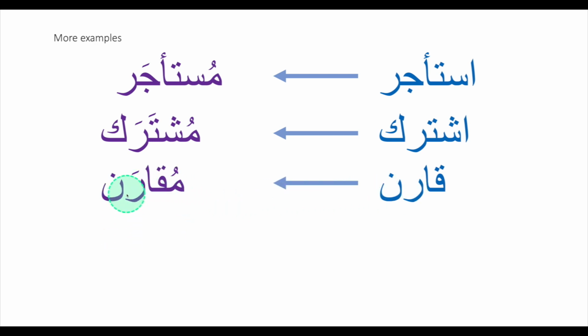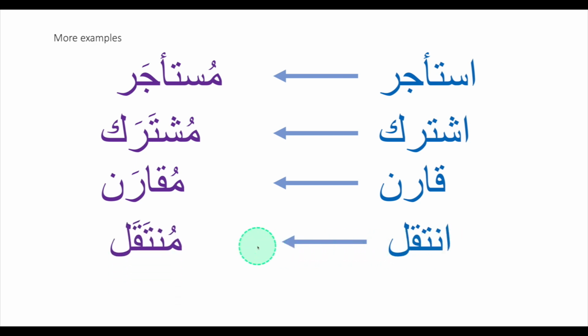So you see there's this theme going on. We've got a letter M with a vowel U and with an A accent before the last letter. And that would be the same case with any verb from form 2 till form 10. انتقل, which means to move, and if you change it to the passive, you'd say منتقل. Again, the letter M with the vowel U and the A accent on the letter before the last.